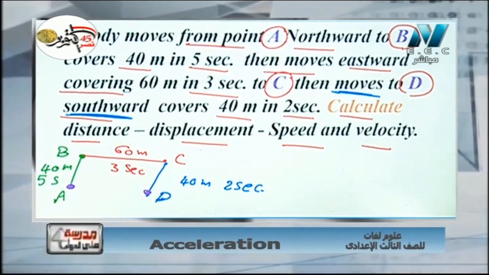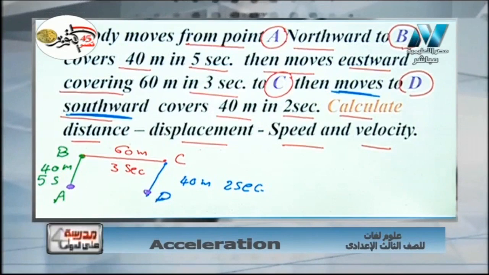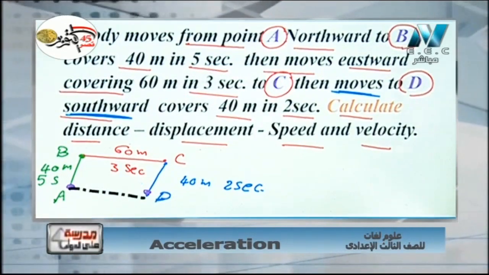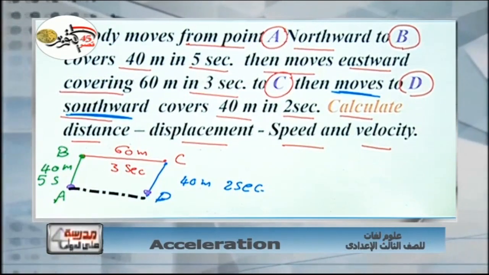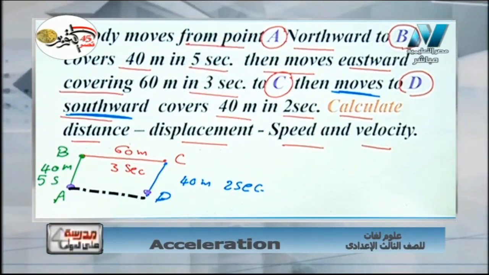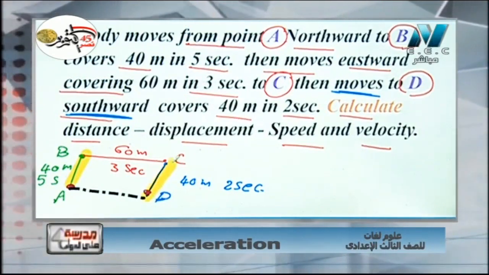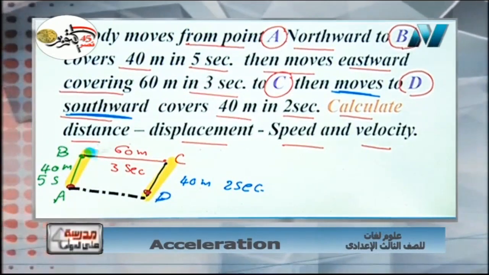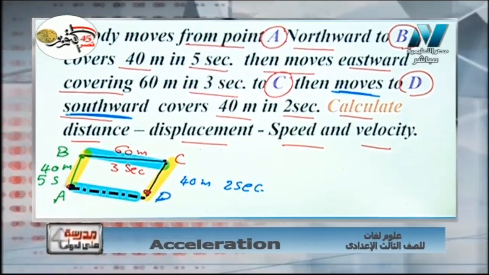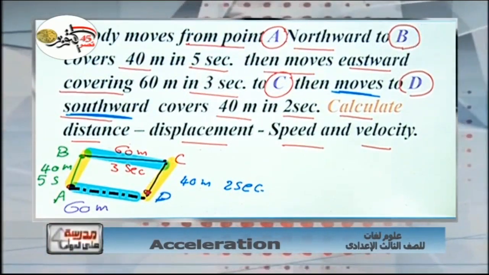I will start with displacement. It is the shortest straight line between the starting point and the ending point, from here to here. Isn't this the displacement? So how can we calculate it? We have two sides that are parallel and equal, 40 meters and 40 meters. So the other two sides are parallel and equal. So displacement equals 60 meters, like the other side.